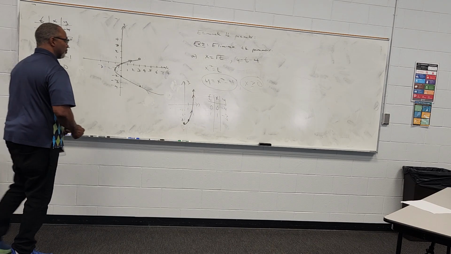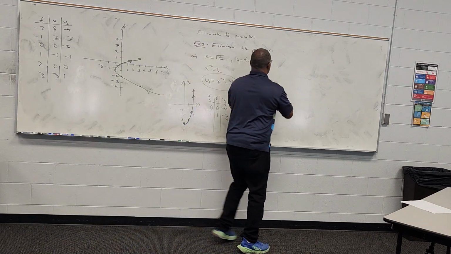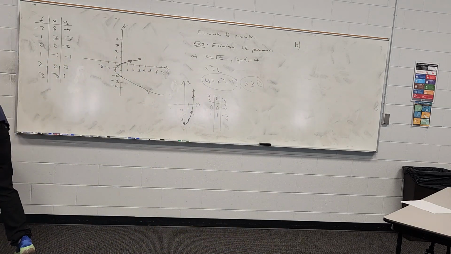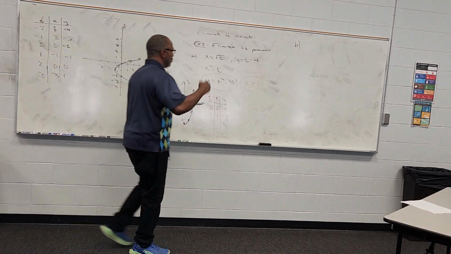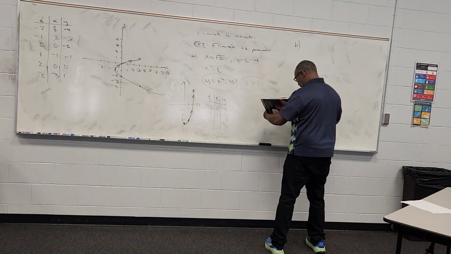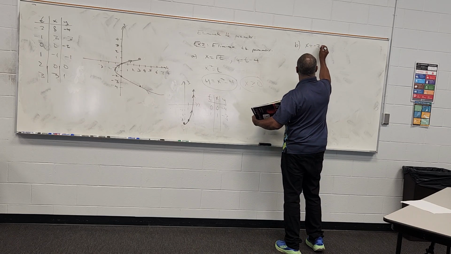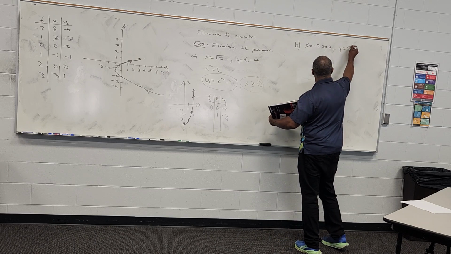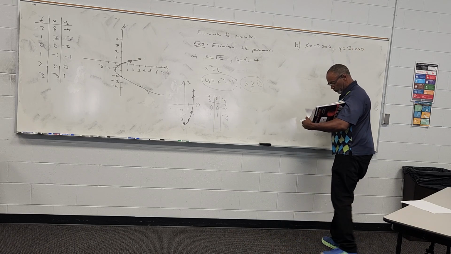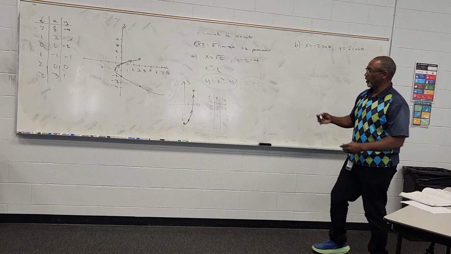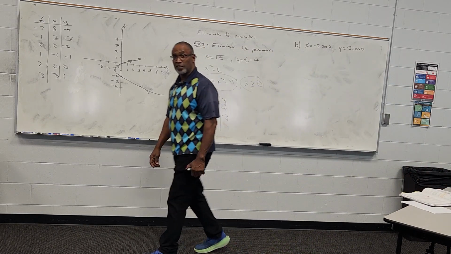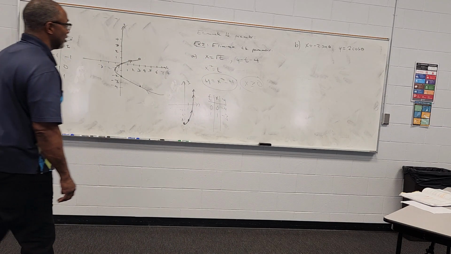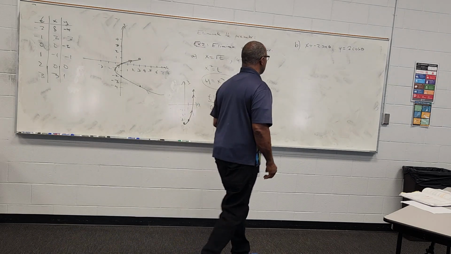Example 3, eliminate the parameter. So I call this A, eliminate the parameter. I'm just going to call it B. Eliminate the parameter. Okay? Well, this one says x equals negative 2 sine theta, and y equals 2 cosine theta. So same directions. We're going to eliminate the parameter, sketch the plane curve, and indicate orientation.